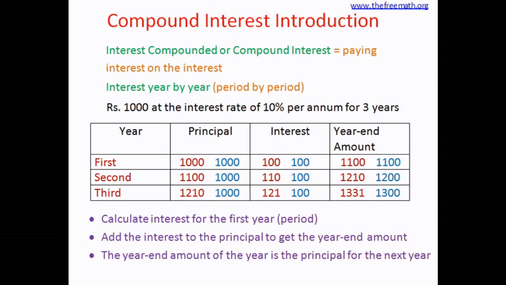The compound interest calculation that we have done here is not that difficult. It's a simple calculation, but it's a long and tiresome calculation. We just calculated here for 3 years. What if the period was 8 years or 10 years? That would be a very long and exhaustive calculation. So you may wonder, is there a formula? Is there a simple way to calculate this? Yes, there is a formula.